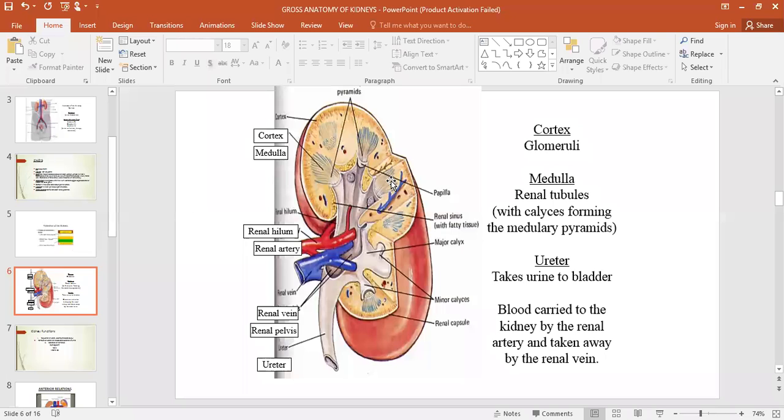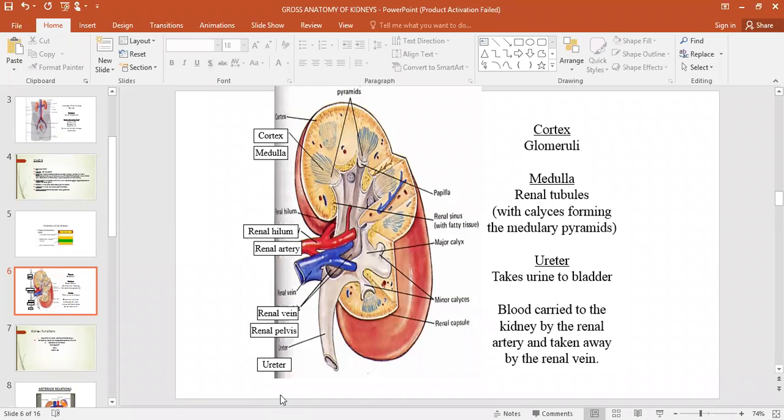Pyramids have a triangular shape structure which has the apex toward the medulla, which is also called the renal papilla, and the base which faces toward the cortex. And the area between the two pyramids is called the renal column. What is the renal column? It is the part of the renal cortex which lies between the two renal pyramids. Okay.